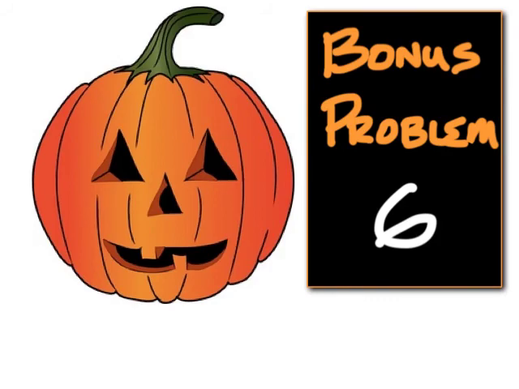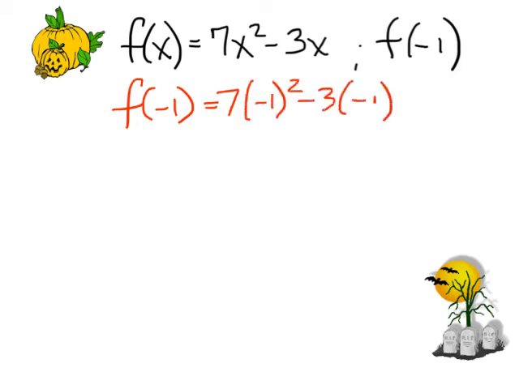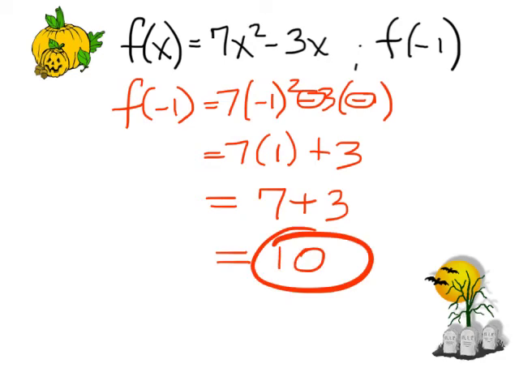Bonus problem number 6. f of negative 1 is 7 times negative 1 squared minus 3 times negative 1. Negative 1 squared is 1, and then we have a double negative here to get plus 3. 7 plus 3 is 10.